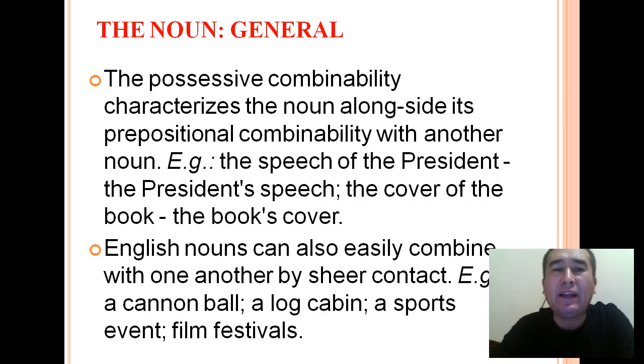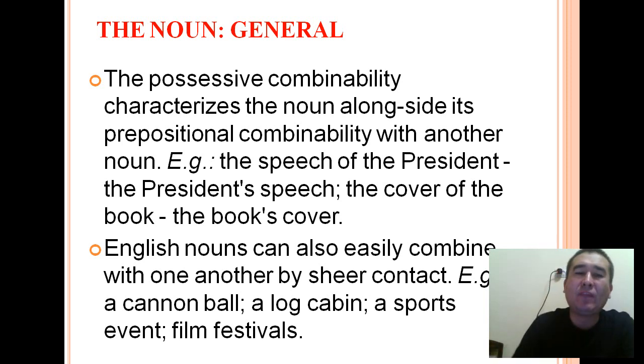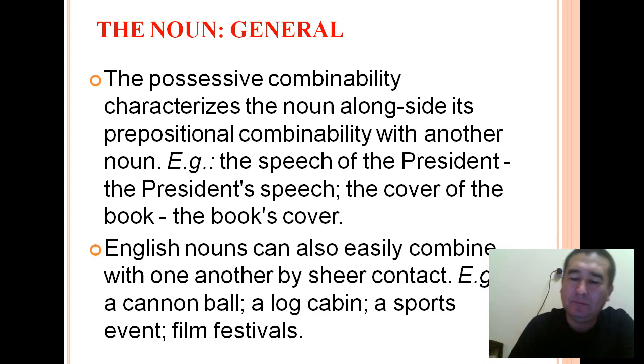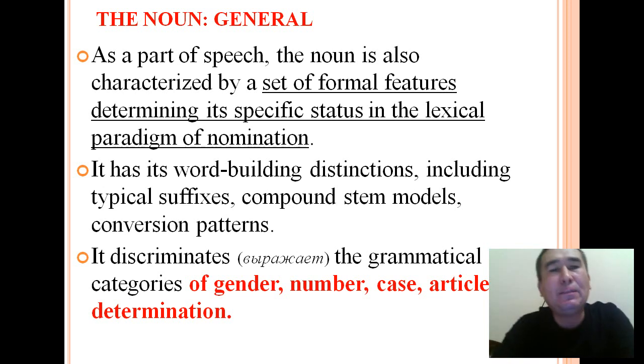The possessive combinability characterizes a noun alongside its prepositional combinability with another noun. For example, the speech of the president, the president's speech, the cover of the book, the book's cover. The English nouns can also easily combine with one another by sheer contact. A cannonball, a log cabin, a sports event, film festivals. In word formation, we call these types of nouns noun plus noun. In traditional grammar, we can see the second case as noun plus noun. Juft attı.